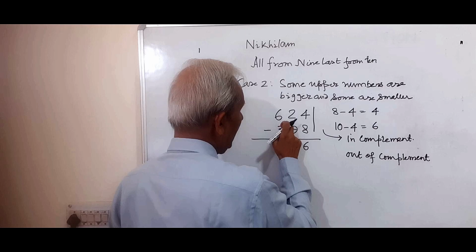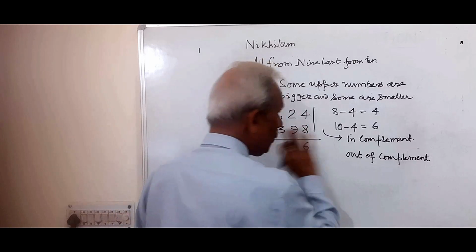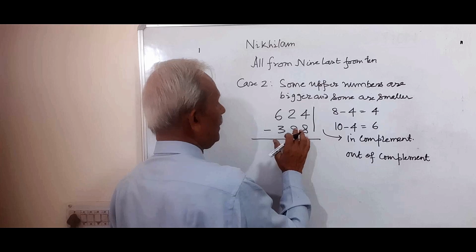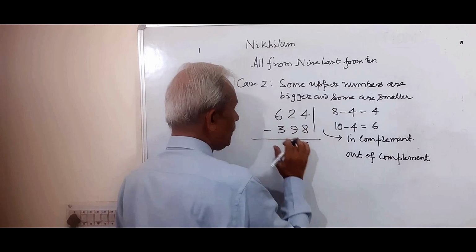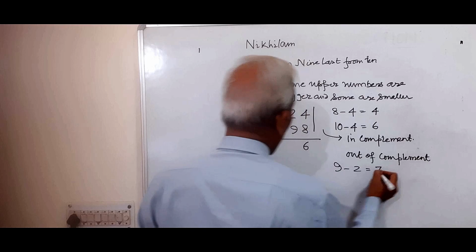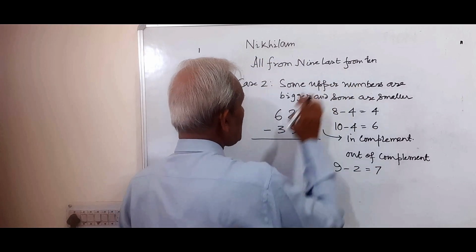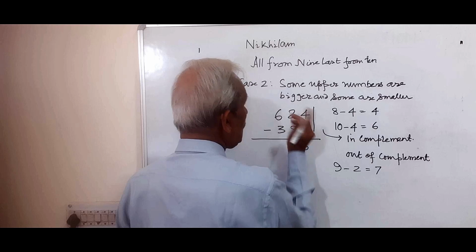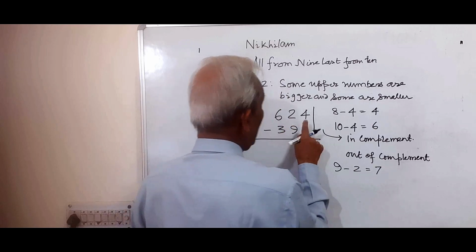Here, again we have to do the same thing. No carry. Forget about the carry. You are not to use any carry. Here again this is smaller. So what do you do? 9 minus 2 is 7. And this time, since we are continuing from here, we will reduce from 9, not from 10. All from 9 and last from 10.